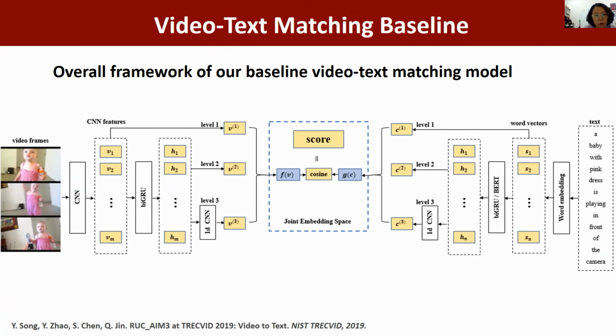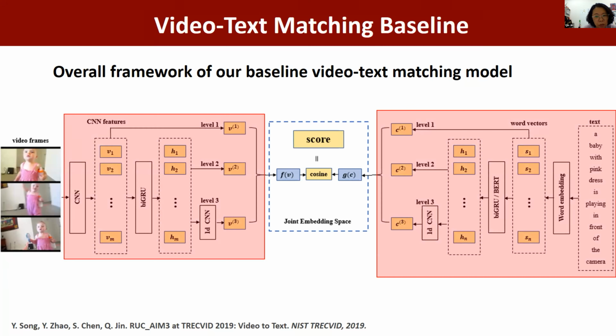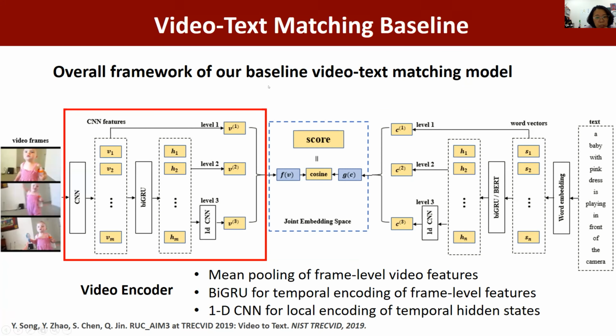Basically, this figure shows the overall framework of our baseline video text matching model. It contains a video encoder, a text encoder, and a video text matching joint embedding space. In the video encoder, we encode the video information at 3 levels. At level 1, for each frame we have a CNN embedding, and we just do mean pooling of the frame-level video features. At level 2, we apply a bidirectional GRU for temporal encoding of the frame-level features. At level 3, we apply a convolutional neural net over the hidden state sequence from the bidirectional GRU, and basically we want to capture some temporal local information.